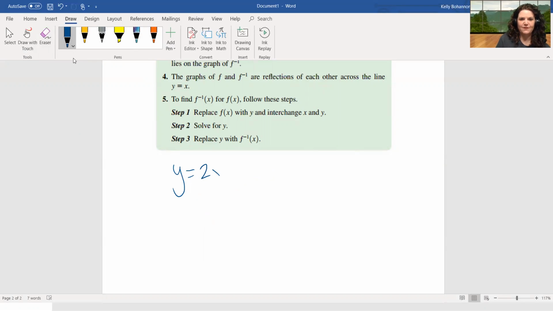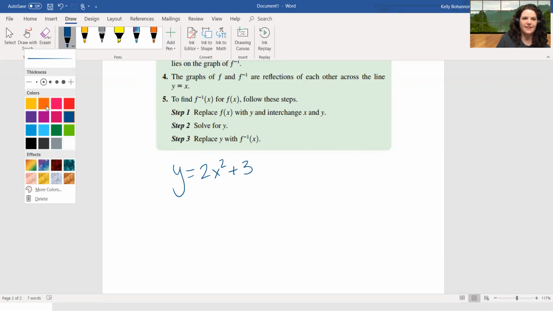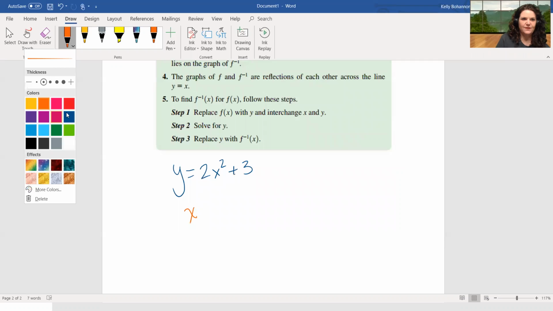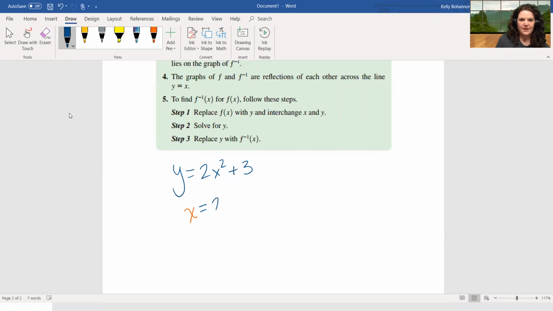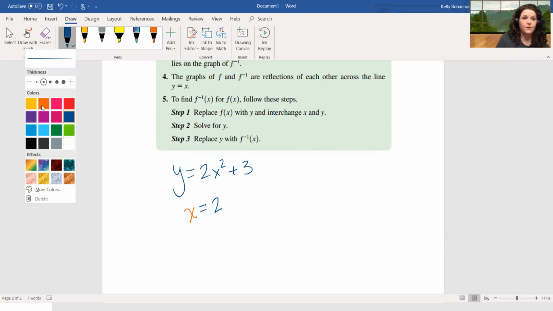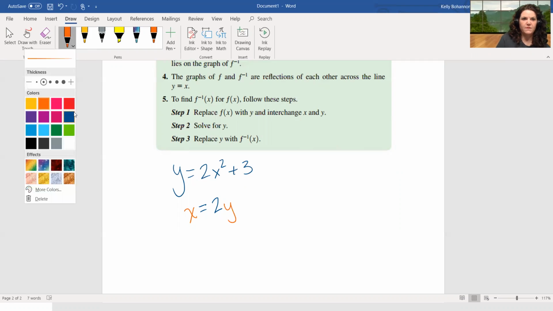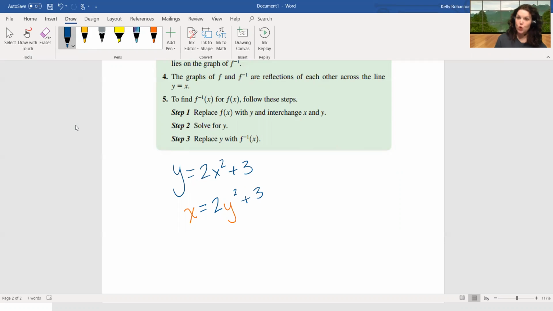y equals 2x squared plus 3. All right, now I'm literally switching the letters x and y. So x equals 2y squared plus 3. And now I need to get the new y by itself.